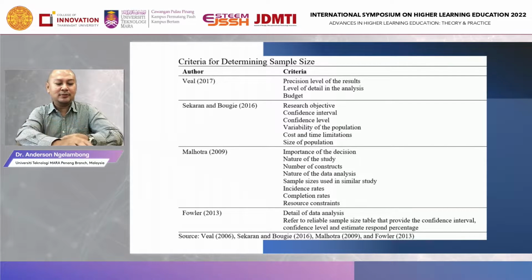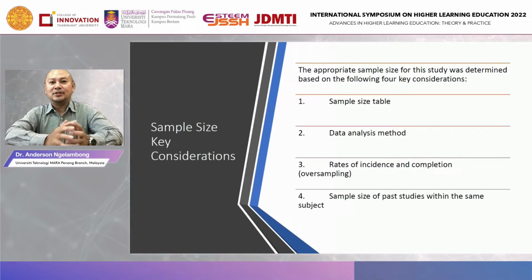Okay, so what are the key considerations? The first one, for this session, I will refer to the sample size table. Most of us, for convenience, use a sample size table. There are a few sample size tables; you can search online. I think I will show some of the popular ones. And second is the data analysis method. What is the analysis that you choose to analyze your data? That also influences the sample size for your research.